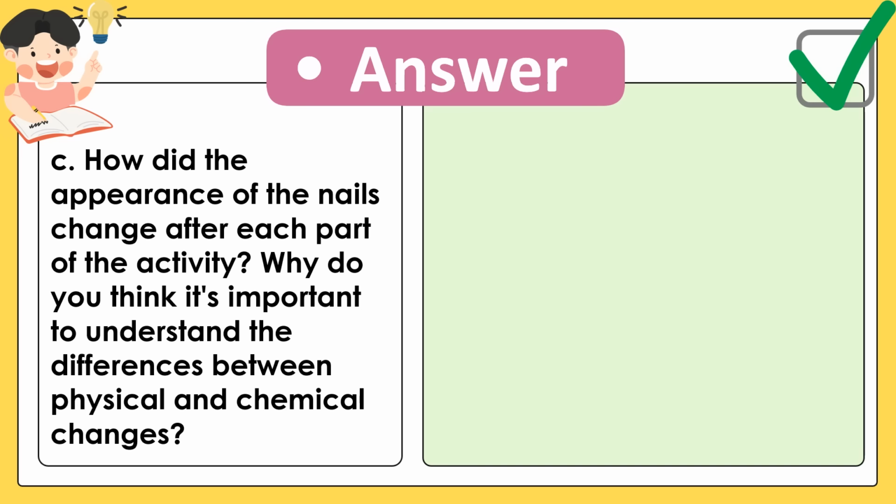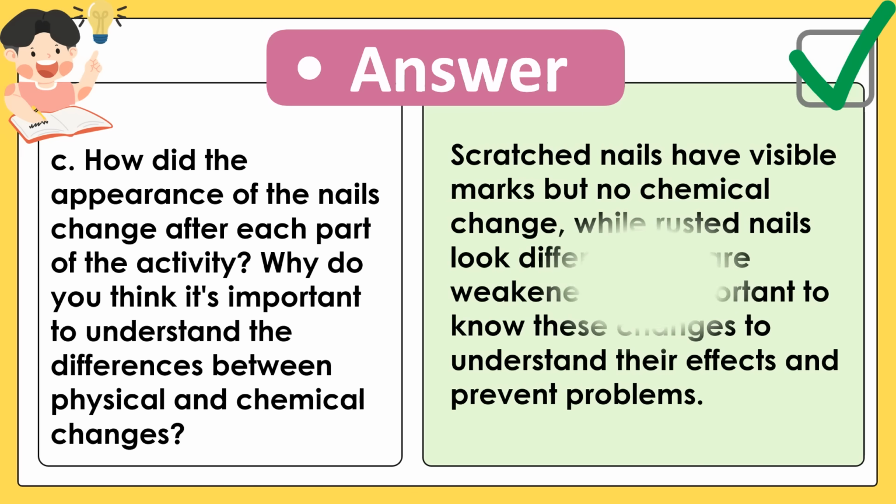C. How did the appearance of the nails change after each part of the activity? Why do you think it's important to understand the differences between physical and chemical changes? Scratched nails have visible marks but no chemical change, while rusted nails look different and are weakened. It's important to know these changes to understand their effects and prevent problems.